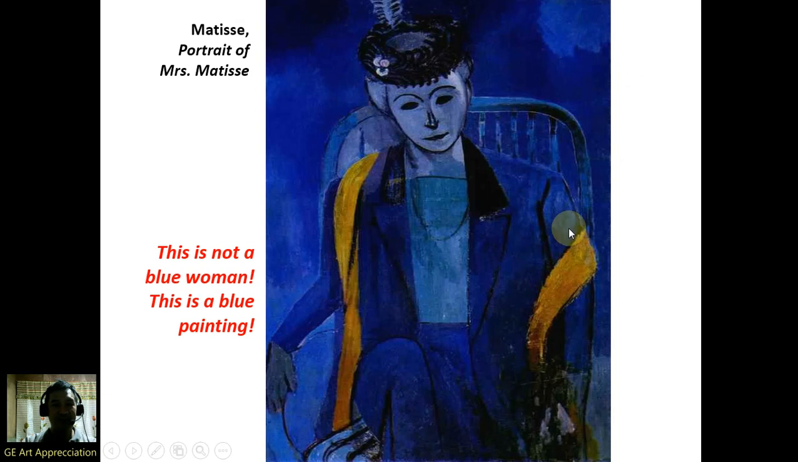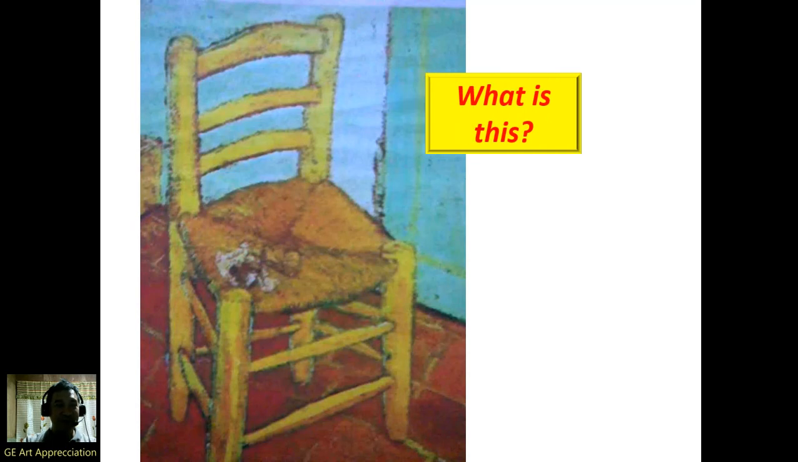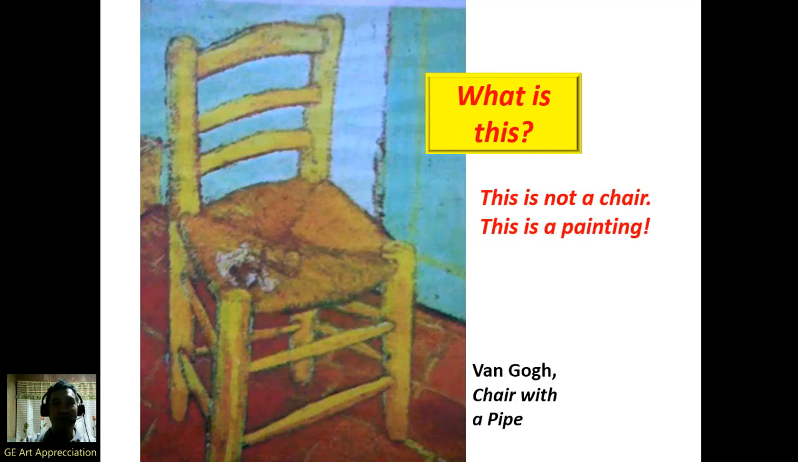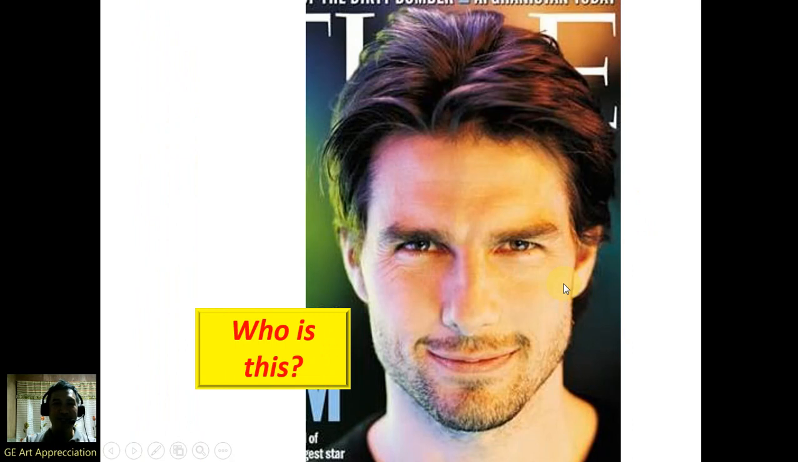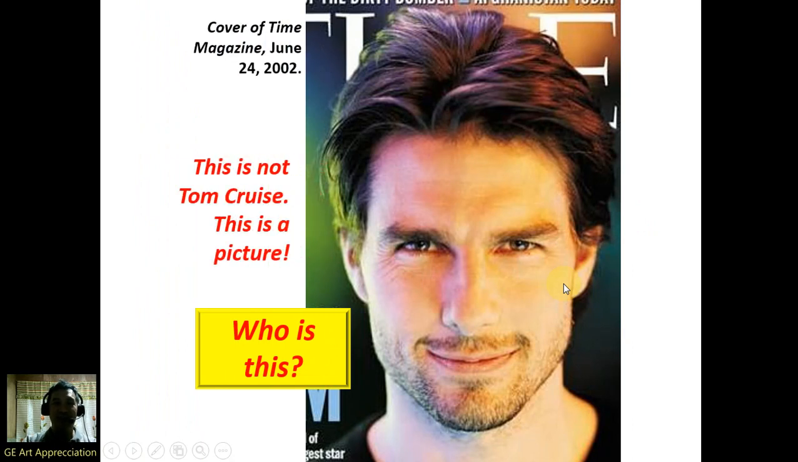But it says here, this is not a blue woman. This is a blue painting. Did you get me? This is not a blue woman, but this is a blue painting. What is this? This is not a chair, but this is a painting. This is a painting of Van Gogh, chair with a pipe. Again, this is not a chair, but this is a painting. What is this? This is not Tom Cruise, but this is a picture. This is a picture of Tom Cruise, but that is not Tom Cruise. Okay, this is just only a picture.